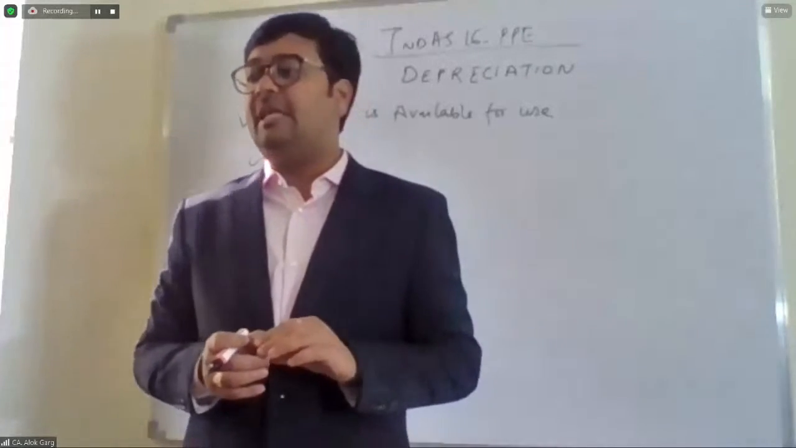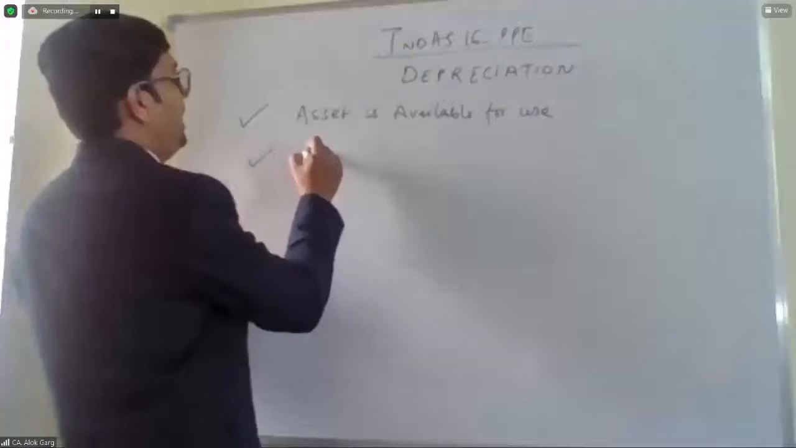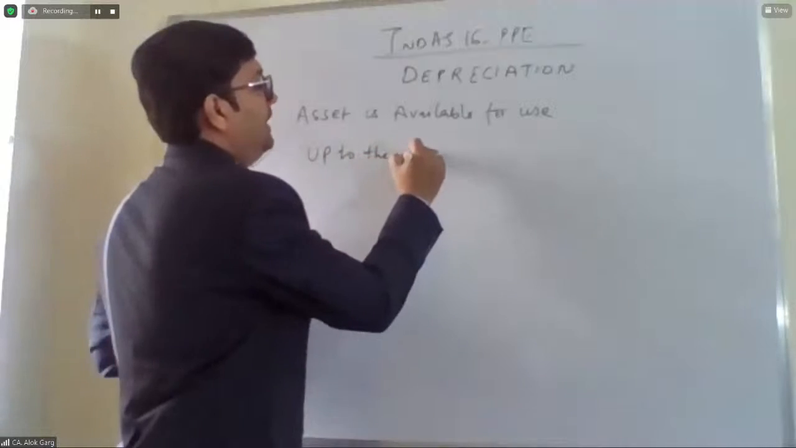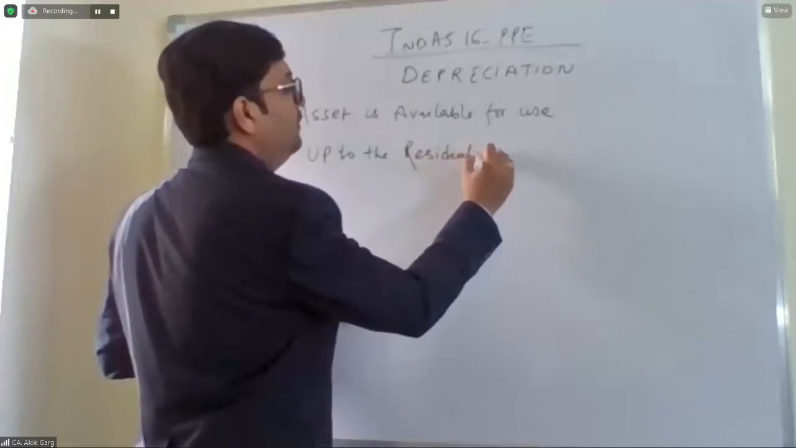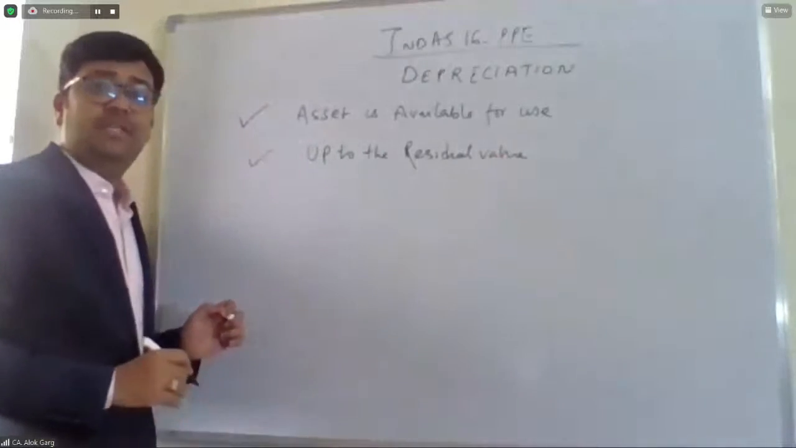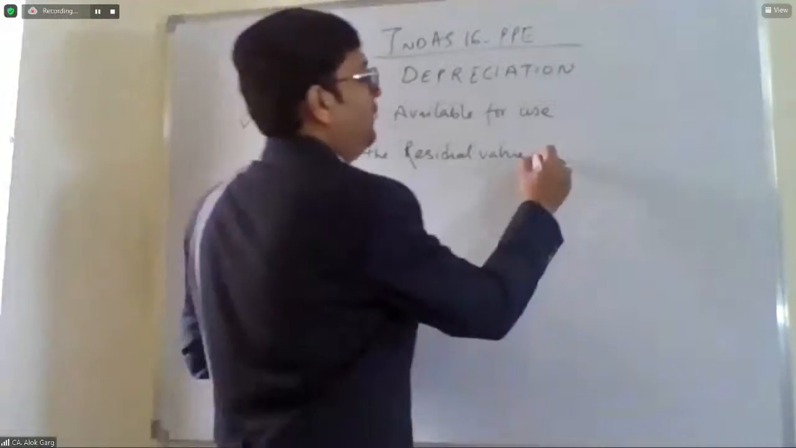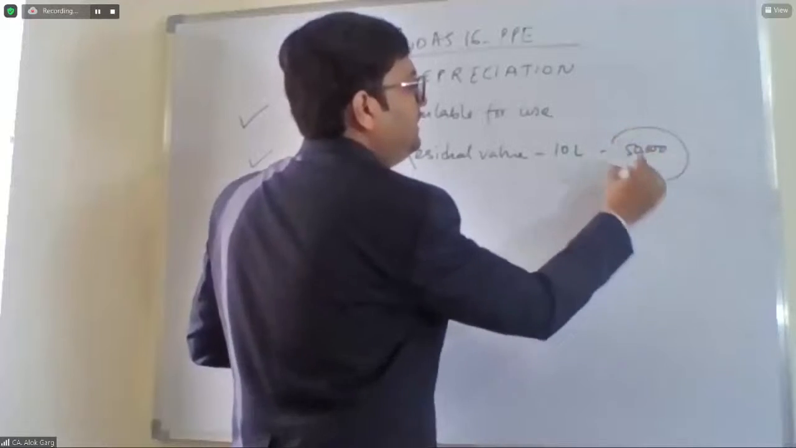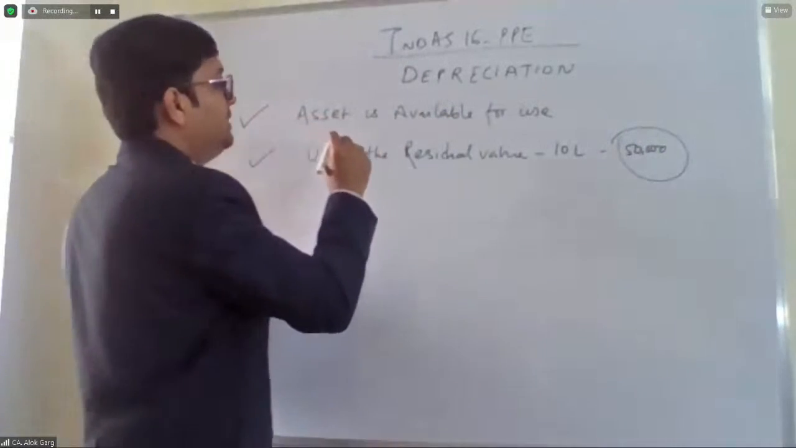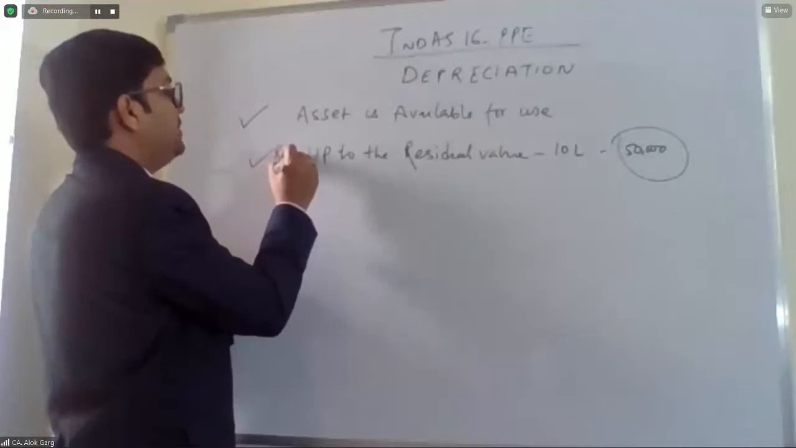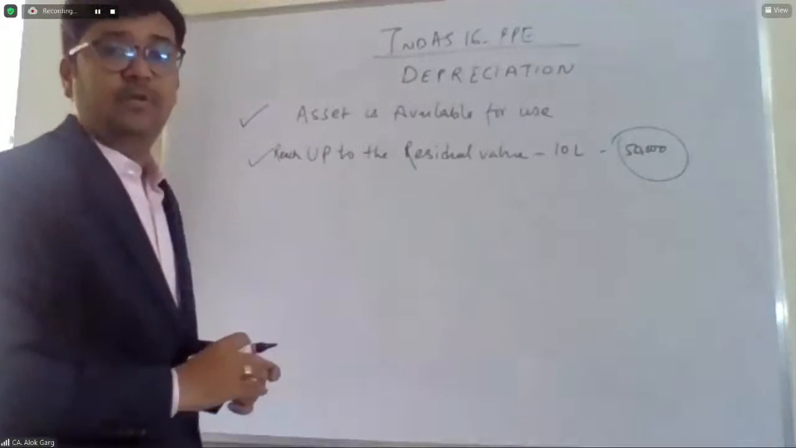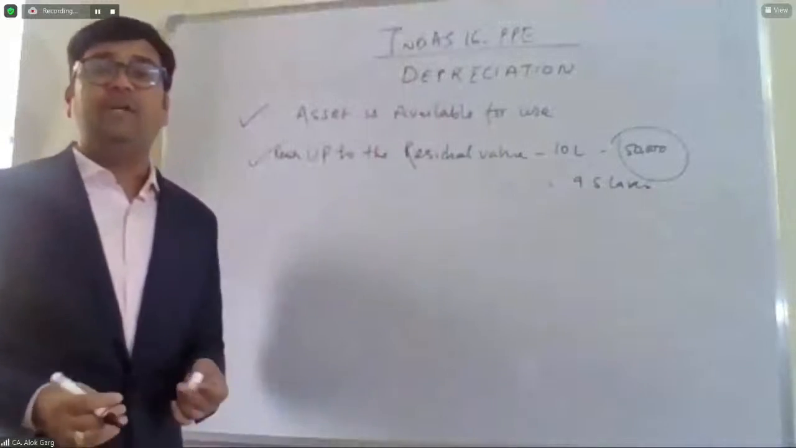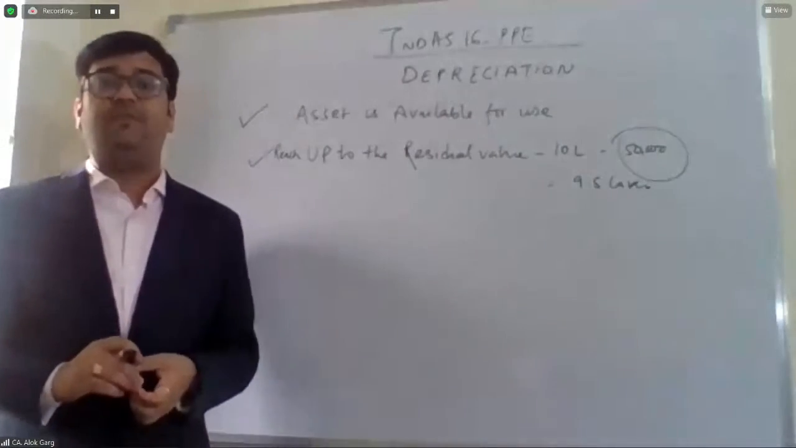Okay, so when it is available for use, depreciation is charged. It is charged up to the residual value. Okay, what does it mean? It means if the cost of the asset is 10 lakh and the residual value is 50,000, in that case depreciation is required to be charged until it reaches the residual value. After that, depreciation has to be stopped. So depreciation has to be charged maximum for 9.5 lakhs. Okay, because 50,000 is recoverable and hence there is no depreciation for 50,000.